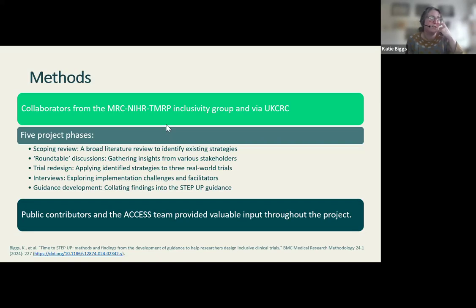As you can see, it's very important. Public contributors and the Access team provided input throughout the project. We didn't actually have a public contributor on the team, which would definitely not be the case if we did it again. We're much better at including patient and public contributors in project teams.